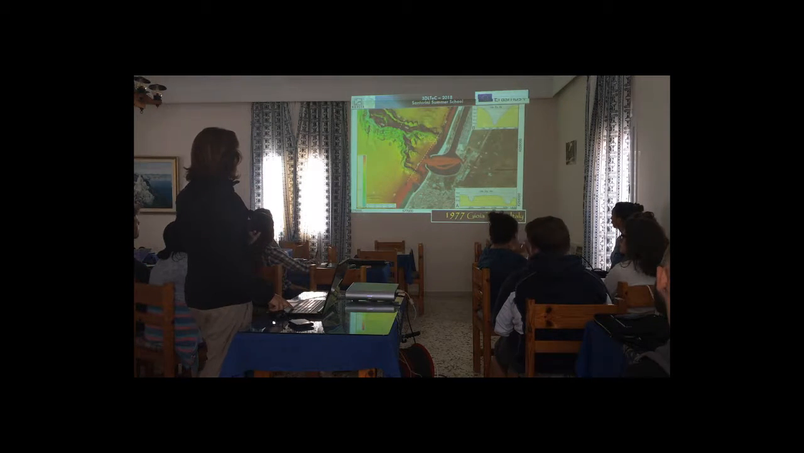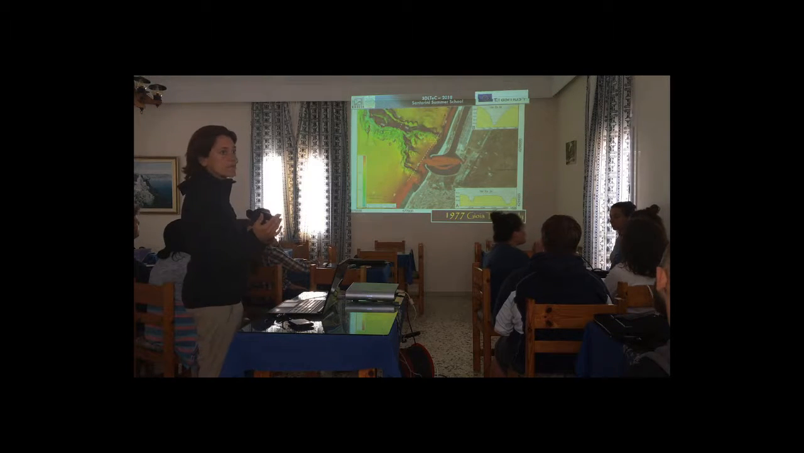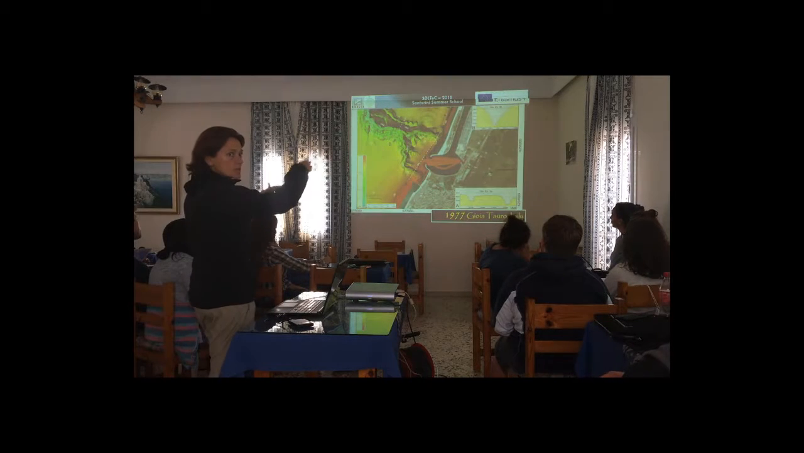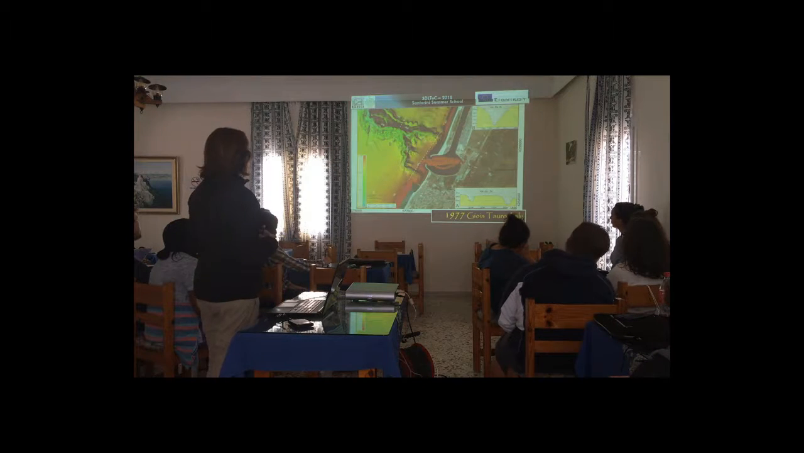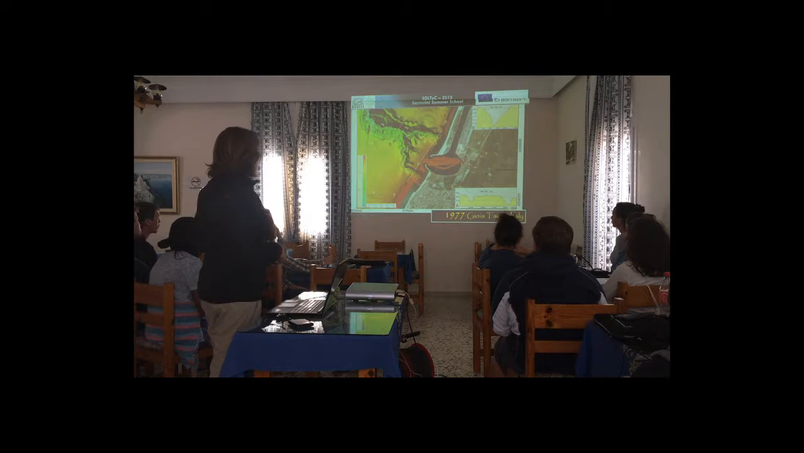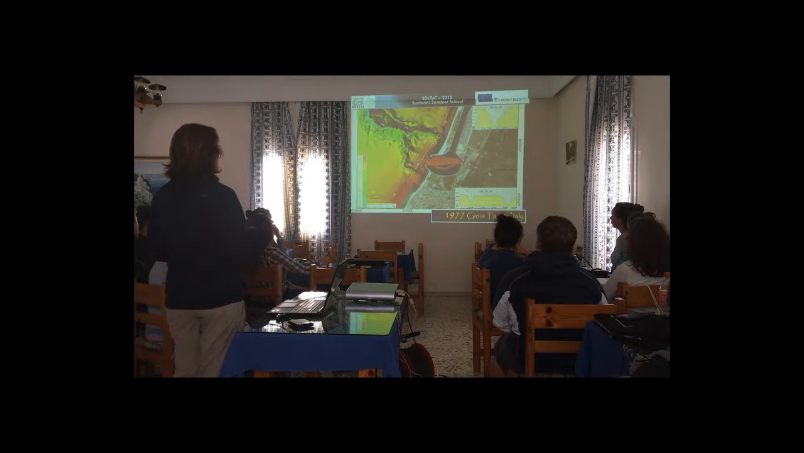This is an example of the Gioia Tauro harbor, which is the biggest harbor in the Mediterranean, where the biggest ships arrive with containers and then distribute containers to other, smaller ships. And as you can see, there are two canyons that have a retrogressive behavior toward the coastlines.